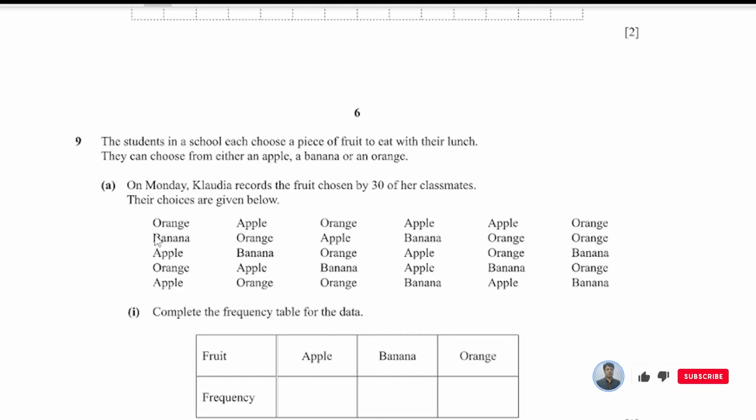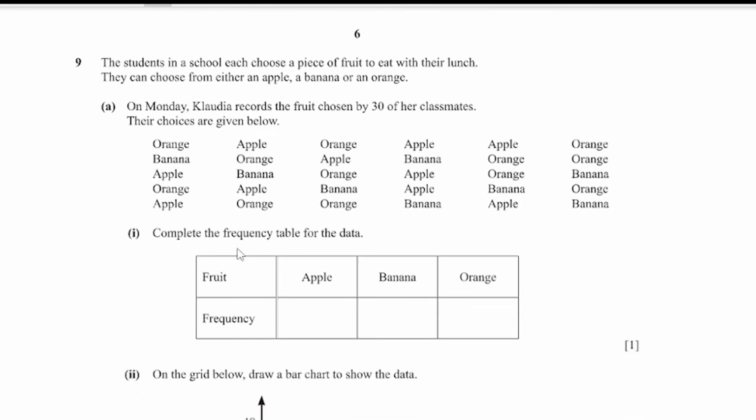These are the fruits that have been chosen by 30 of the classmates of Claudia. Okay. So part 1, complete the frequency table for the data. Frequency means how many students have chosen apple, how many students have chosen banana, and how many students have chosen orange. So just count this one. Apple.